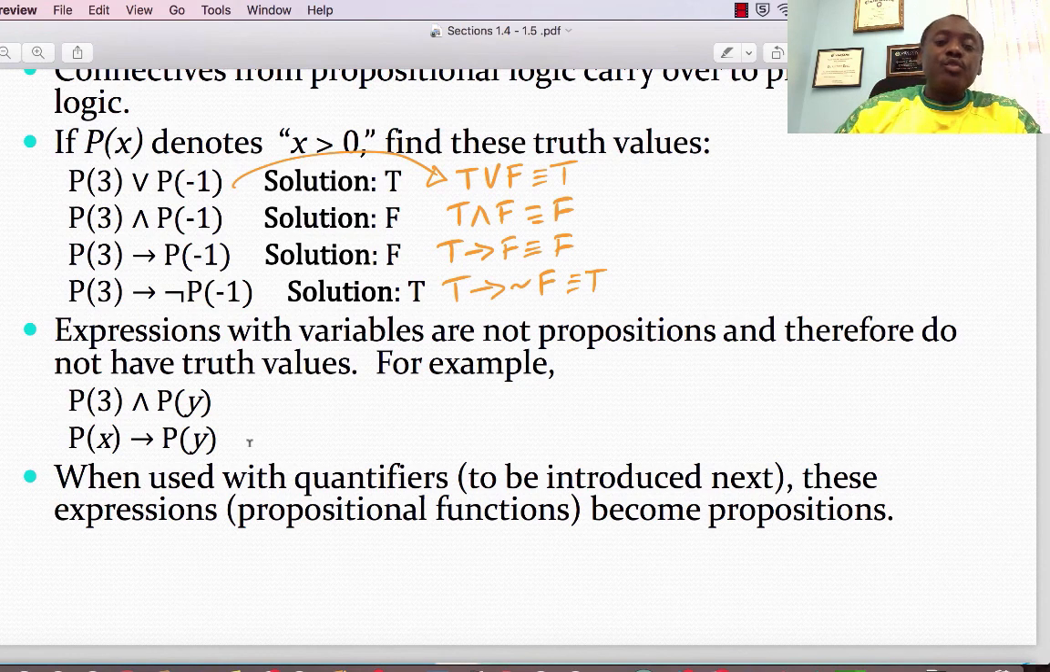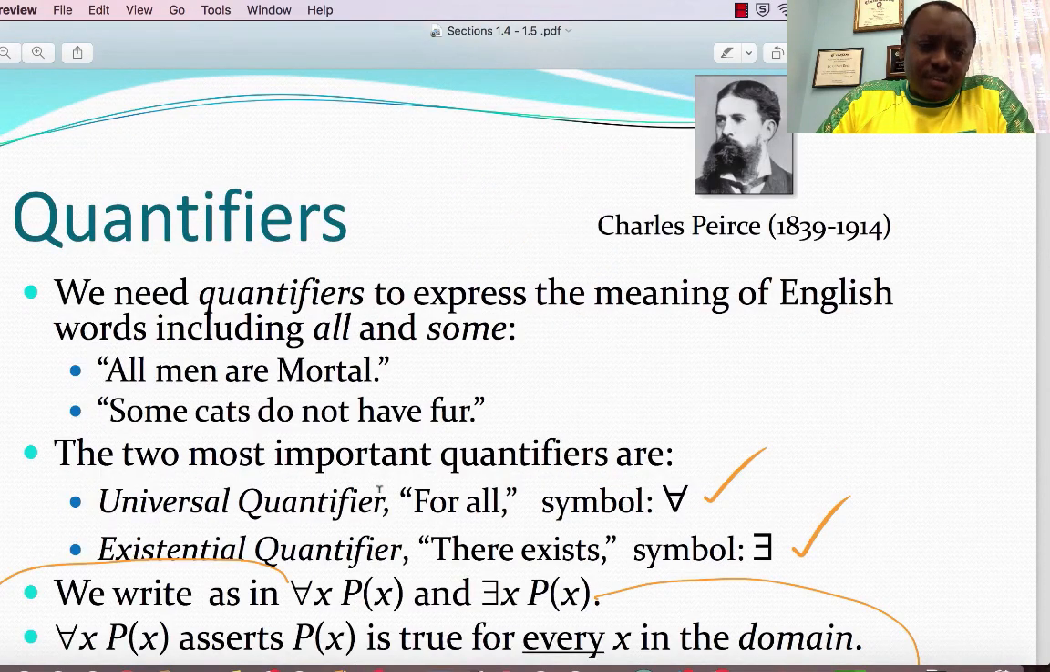Okay, when used with quantifiers, though, they become propositions. Interesting. What are these quantifiers that can actually make a predicate become a proposition despite the fact that it still has variables in it? Yes, those two, for every and there exists. That's interesting. Let's look at some of those. The two quantifiers that we're interested in would be the universal quantifier. Remember that symbol? That means for every. The existential quantifier, there exists.